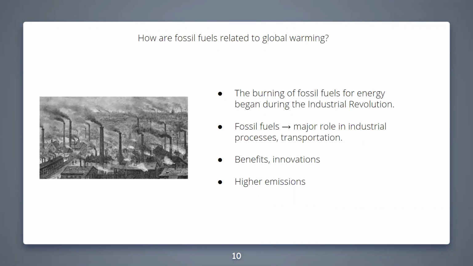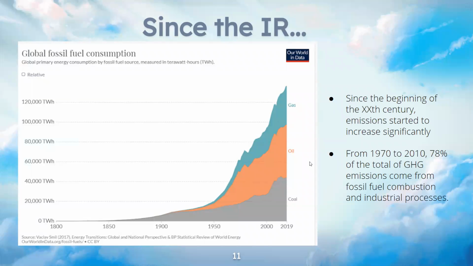It was during this historical period that fossil fuels began to play a major role in industrial processes as well as transportation. However, although humanity has clearly benefited from the innovations that surged during this time, statistics show the increase of carbon dioxide emissions into the atmosphere since that time. Reporting, for example, that since the beginning of the 20th century, the emissions started to increase significantly, and from 1970 to 2010, 78% of the total of greenhouse gas emissions come from fossil fuel combustion and industrial processes.